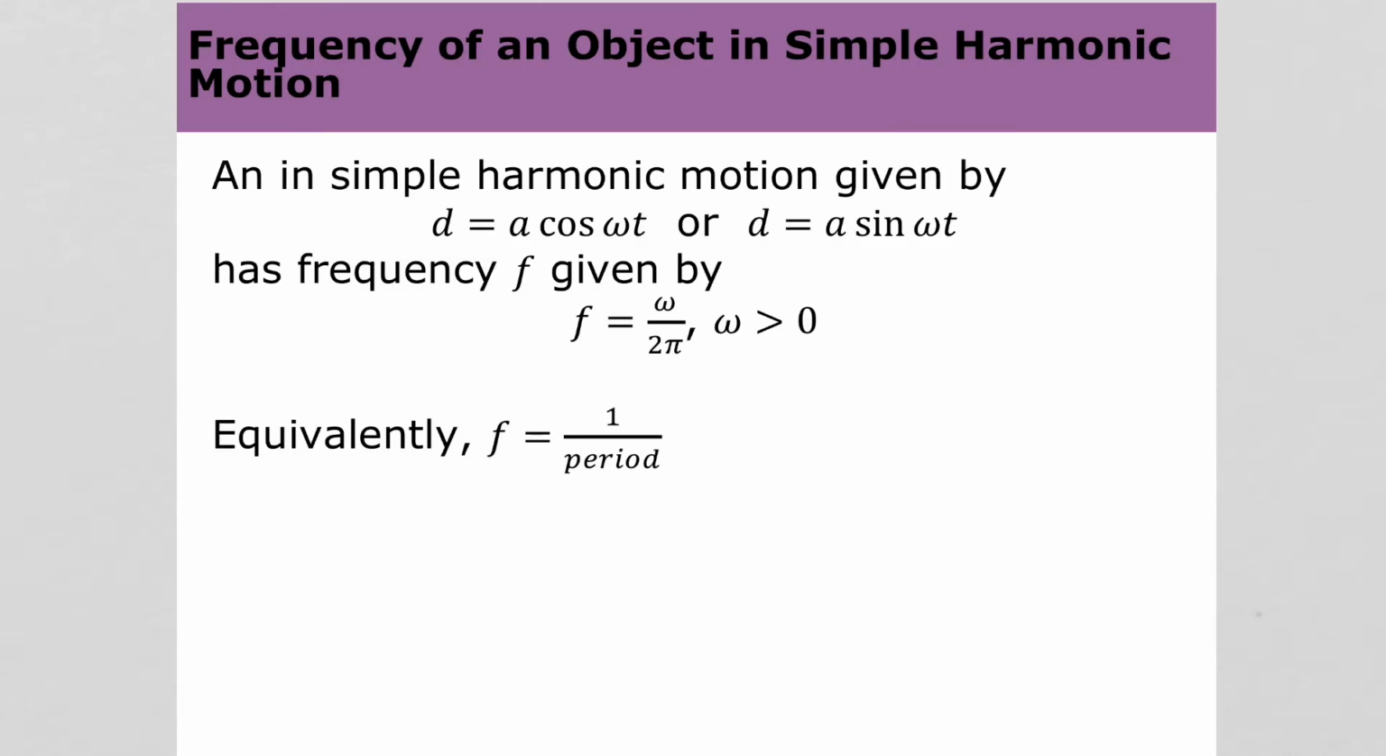The frequency of an object in simple harmonic motion is given by omega over 2 pi. That might look familiar. That's the period. The frequency is 1 over the period. Okay? So it's just flipped.